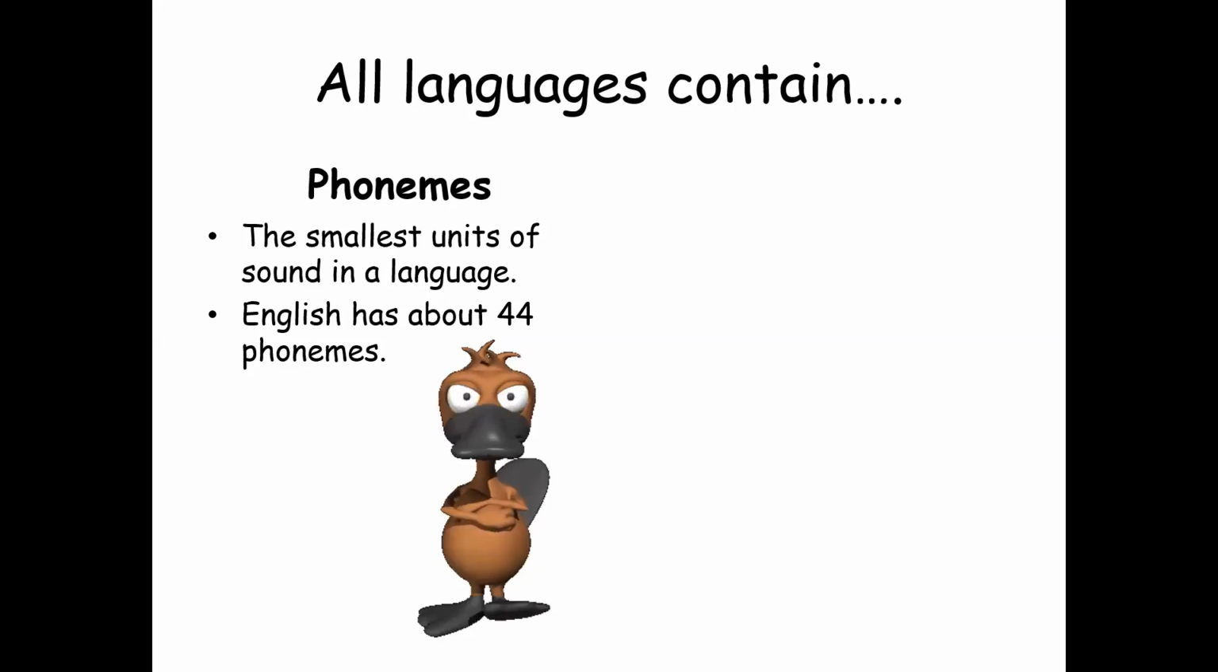So for the English language, there's about 44. So there's 26 letters in the alphabet, right? Each of those have a sound. Some of them make different types of sounds. And then you also have things like st, like ST, and then TH, right? All of those are also considered phonemes.